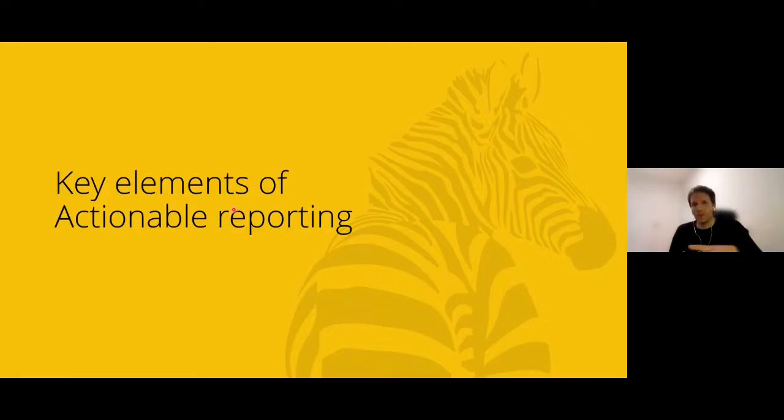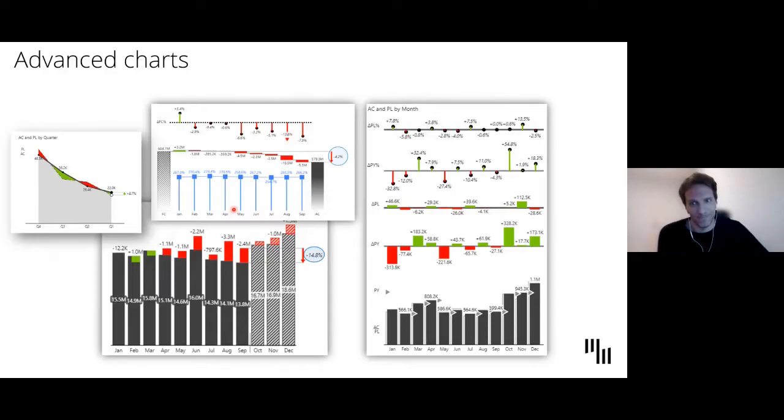Now let's go a bit more into the details by individually explaining each of the key elements of actionable reporting. And I will start with advanced charts. I guess we all know that charts are one of the key elements of reports. They are great for presenting performance through a certain period of time. But as with other things, we can have basic charts and a bit more advanced charts. So here we have a couple of examples.